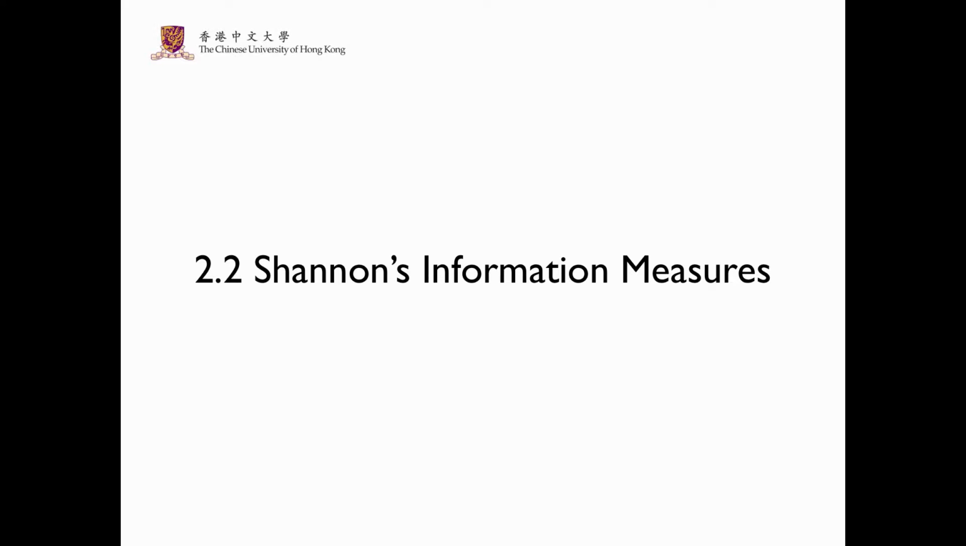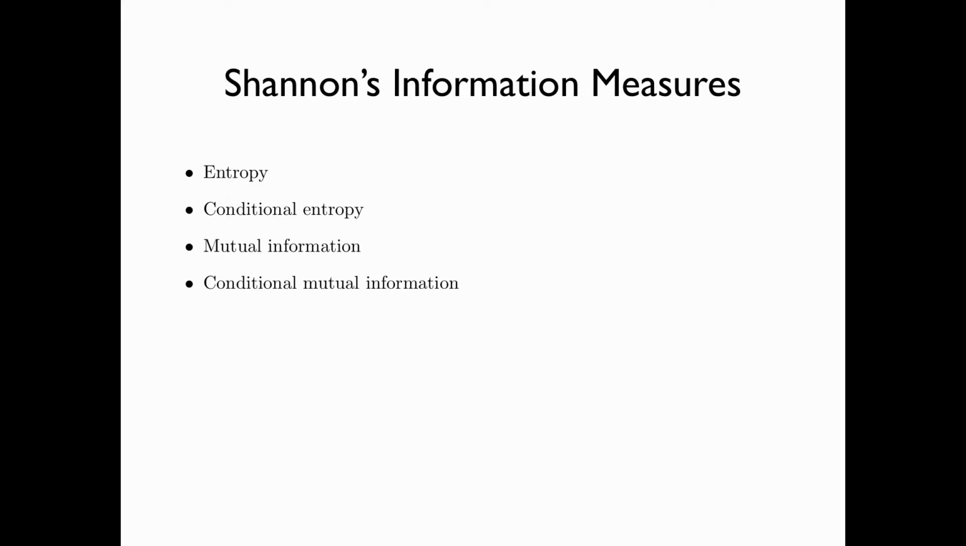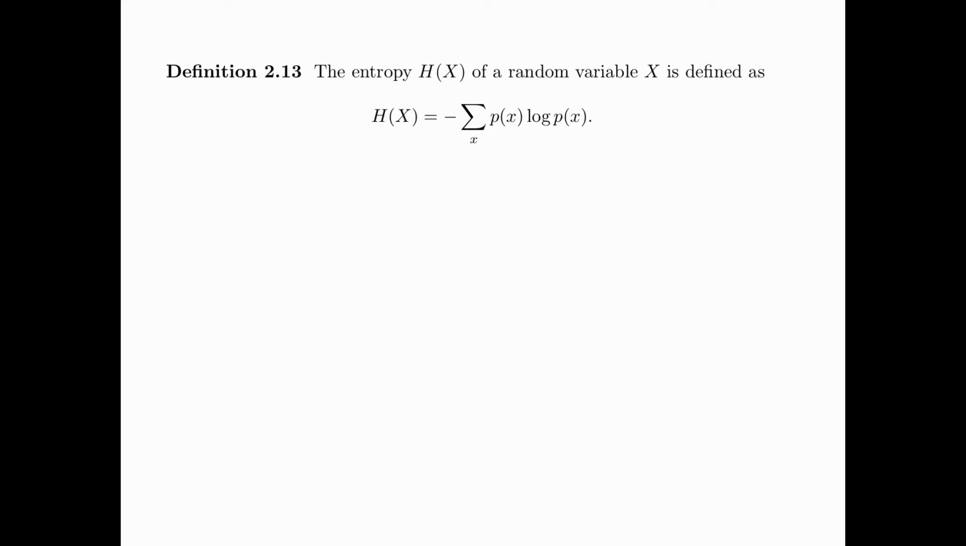Section 2.2: Shannon's information measures. There are four types of Shannon's information measures, namely entropy, conditional entropy, mutual information, and conditional mutual information. We will start with the definition of entropy.